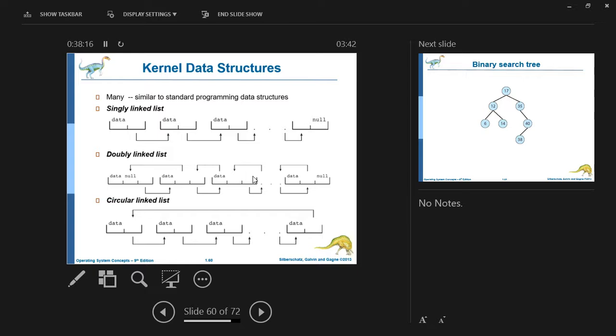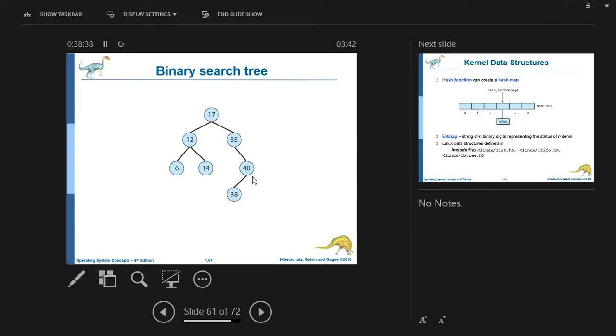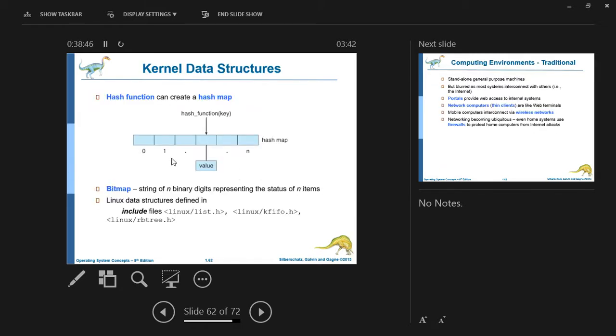If you look at the kernel data structure, it is implemented using a singly linked list, doubly linked list, or circular linked list kind of data structure, right? You have the first service, probably the init, from where subsequent services are linked and form a chain in order to provide the services of the OS for the user. Sometimes a binary search tree architecture is also used here, right? As part of kernel data structures, you also see hash functions, hash maps, and bitmaps.